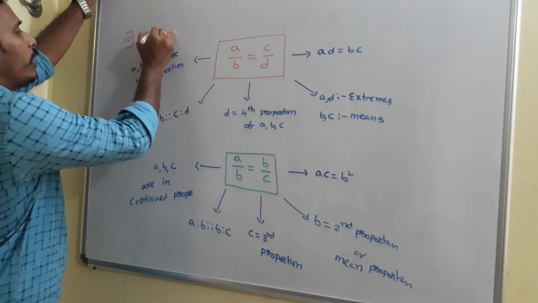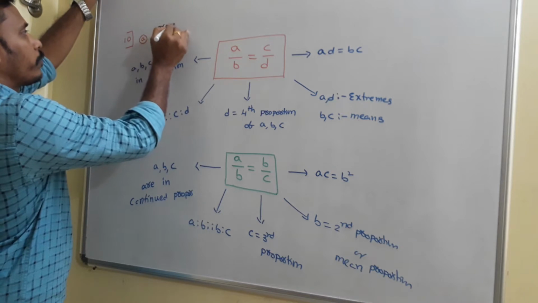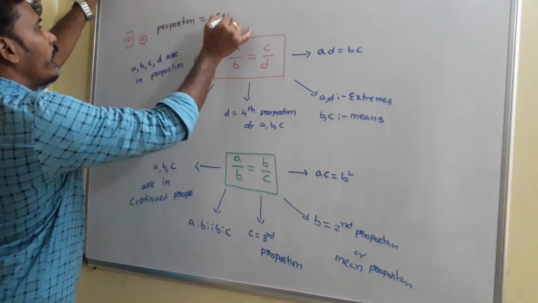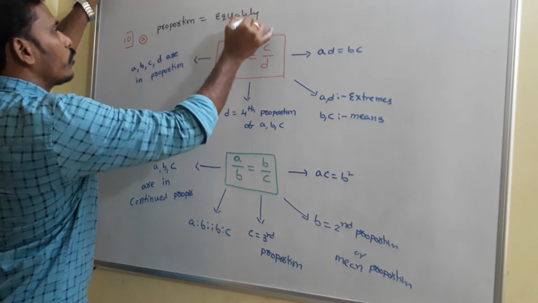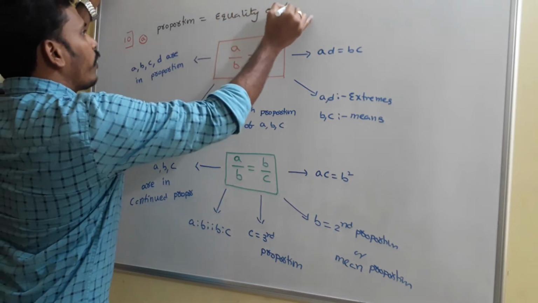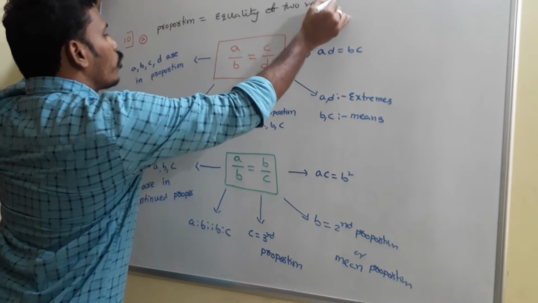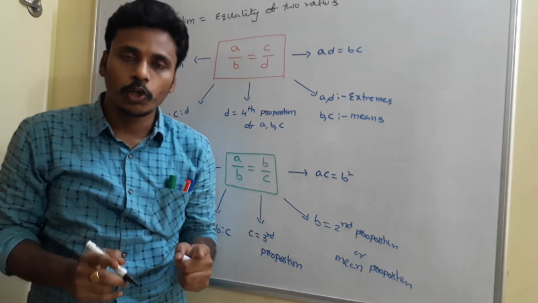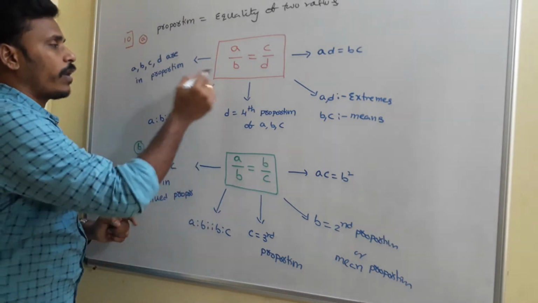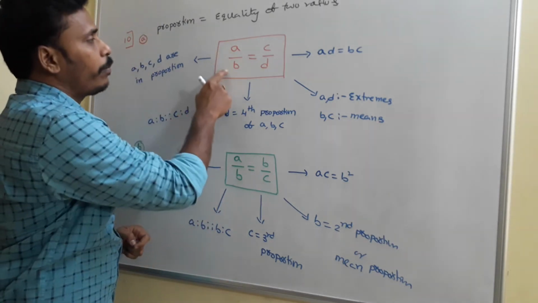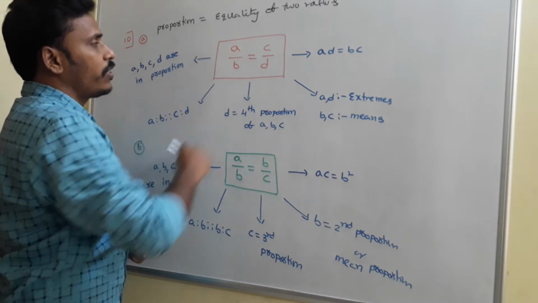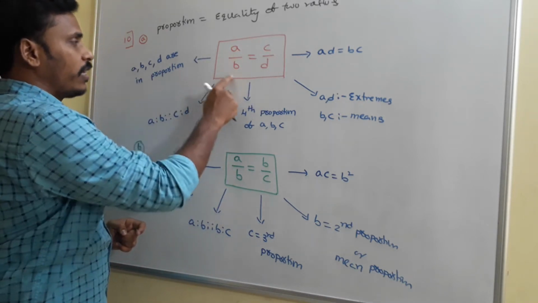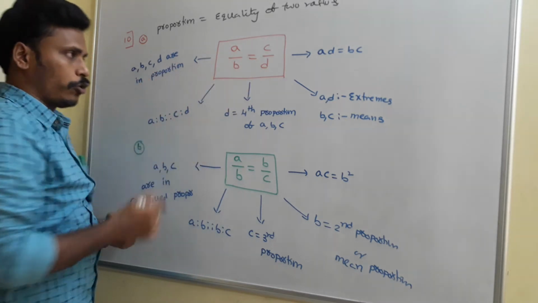See, basically, what does proportion mean? Proportion means equality of two ratios. If we have any two ratios and those two ratios are equal, then we say those four elements are said to be in proportion. For example, if you look there, A by B is equal to C by D. A by B is a ratio, C by D is a ratio. If it happens like that, then we say that A, B, C, D are in proportion.